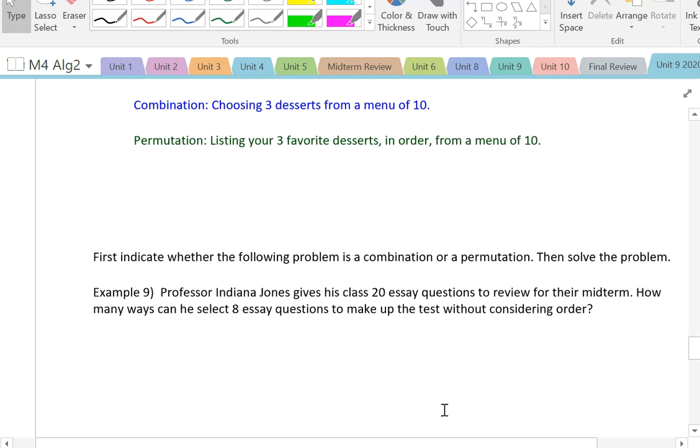Indicate whether the problem is a combination or permutation, then solve the problem. Professor Indiana Jones gives his class 20 essay questions to review for their midterm. How many ways can he select 8 essay questions? Yikes, 8 essay questions to make up the test without considering order. So those are the important pieces. He's got 20 to choose from. He's choosing, and I'm doing a combination here because of the "without considering order."